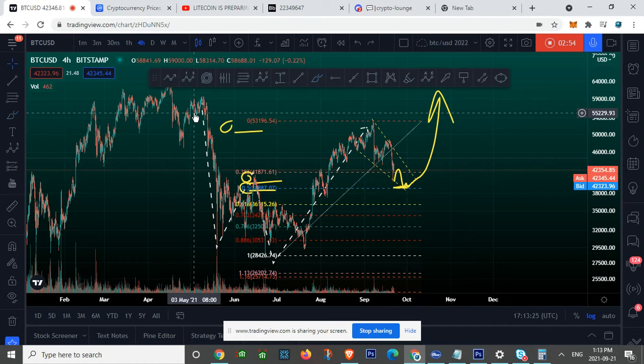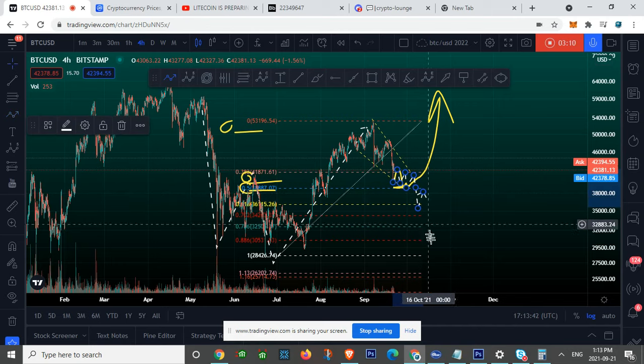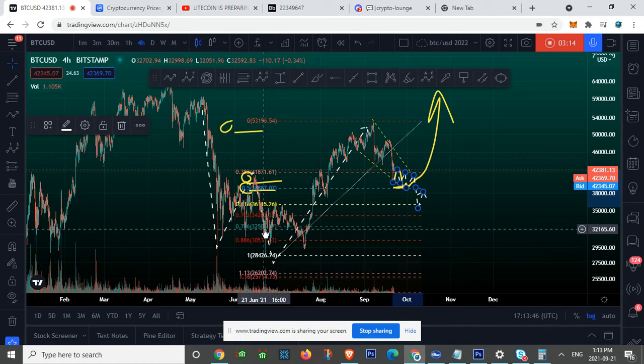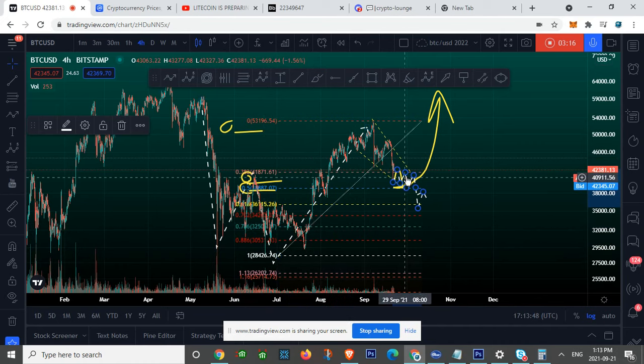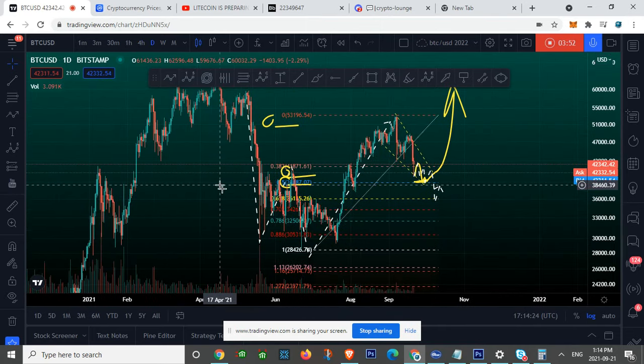So, another thing to keep in mind is if this 5-0 pattern doesn't play out, meaning that there's no demand at the 0.5 fib level around 38,000. There's no demand, no one's buying. Then, of course, look out for that 0.886 fib level and possibly the 0.786 at around 32,000.